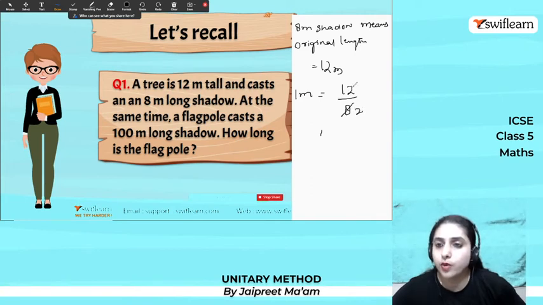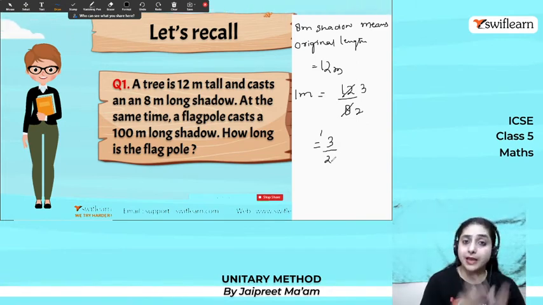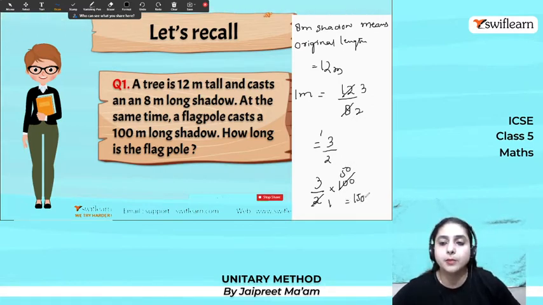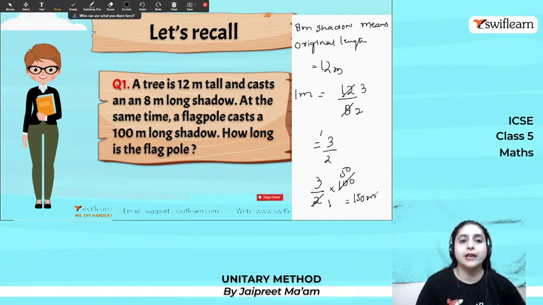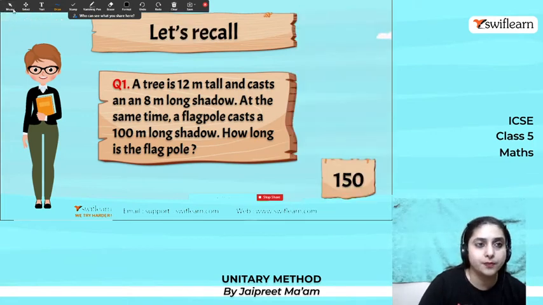4 times 2 and 4 times 3, so we have a ratio of 3:2. We have to find the length of the flagpole, and the shadow is given as 100, right? So we will do 2 times 1 and 2 times 50, so the answer is 150 meters. The length of the flagpole is 150 meters. Okay, let's do the next question.